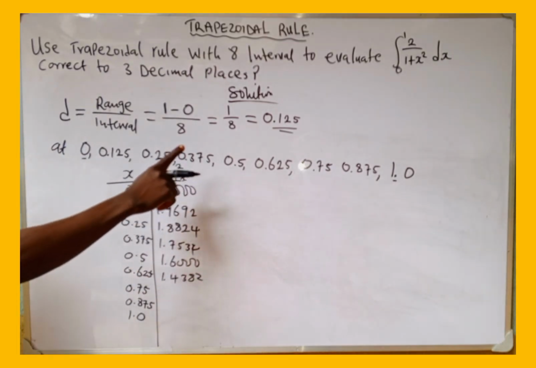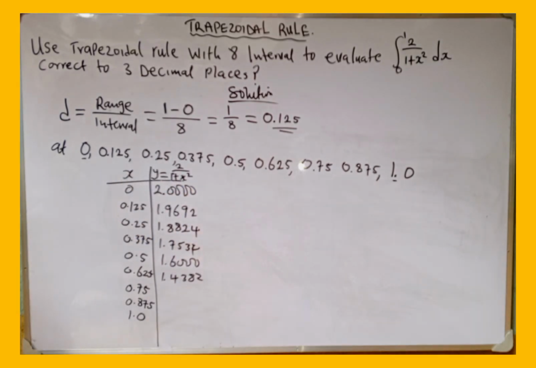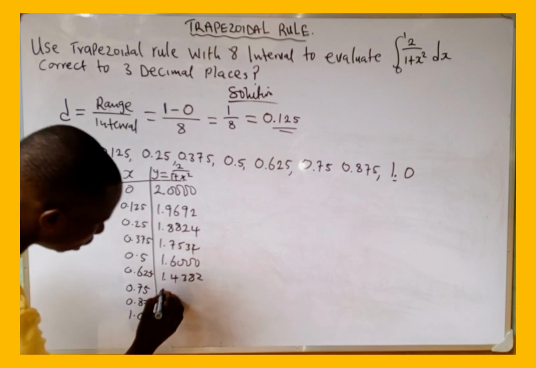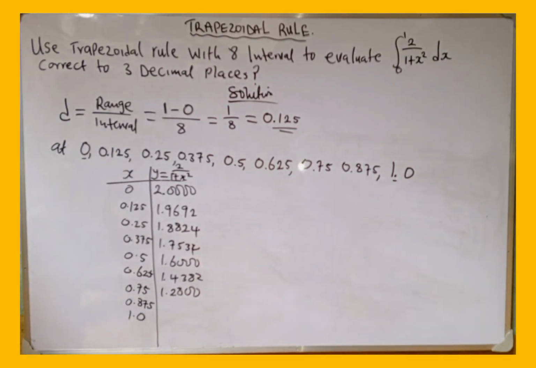Plug in here, you square, press equal to, 1 plus answer, you press equal to, then 2 divided by answer is going to give us what? 1.28. So you can add 1.2800. So the next one is 0.875.